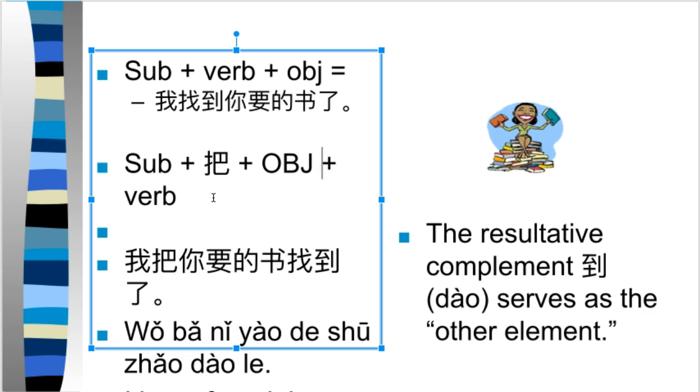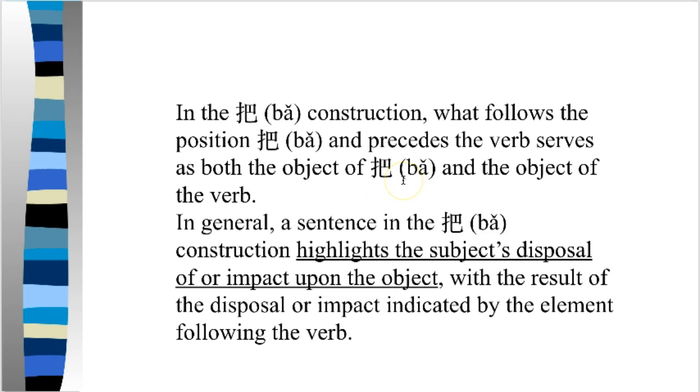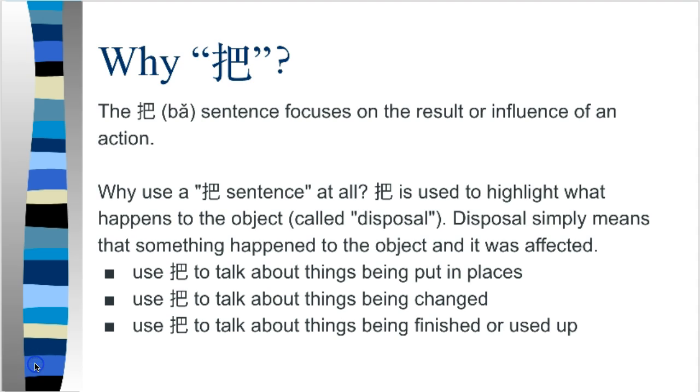Why does an object go before a verb? Well, in a topic comment sentence, what you're trying to do is emphasize the object. You're trying to make it the central topic of conversation. And this is the exact same rationale for the 把字句. You're trying to emphasize the 把 structure. You're trying to highlight it. Another way to think about this is, why 把?